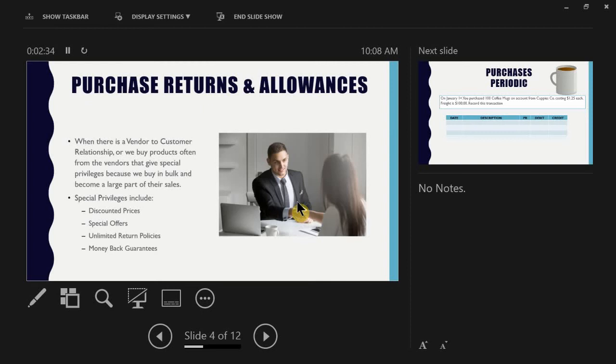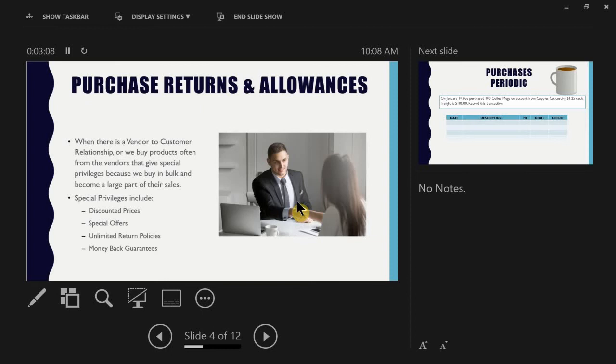So what they're going to do for you is extend and go beyond the limits of how you can return, as well as maybe even receive an allowance from them. Oftentimes you'll see that most common vendors' main goal is to try to keep you coming back and making more purchases from them. So usually that entails an unlimited amount of return policies, like there's no returns on any item.